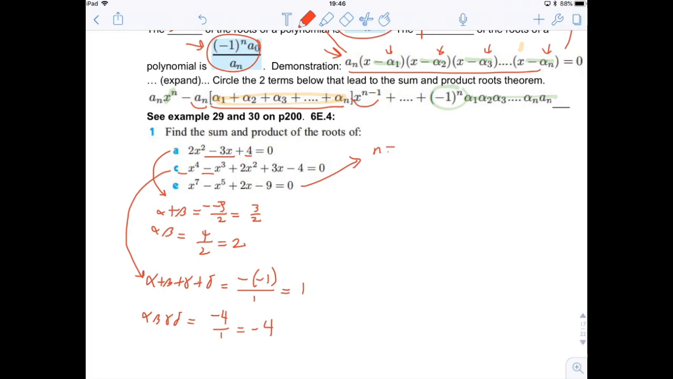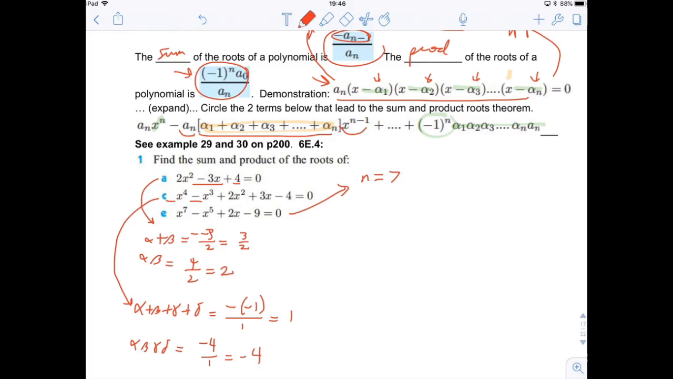Okay, let's do E. So x to the 7th, so n equals 7 now. I'm going to add all the roots together, because I'm going to do the sum of the roots first. So alpha 1 plus alpha 2 plus dot, dot, dot, alpha 7. And that is equal to the negative of the second coefficient, which is negative 1, so negative of negative 1, divided by the first coefficient, which is 1. That's also equal to 1.